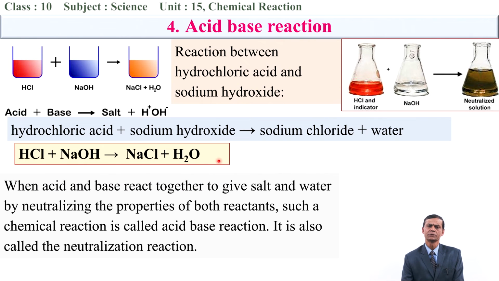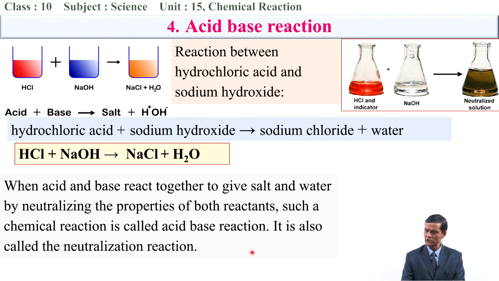Look here. So the reaction between hydrochloric acid and sodium hydroxide can occur like this. So how do we define this reaction? We can define it like this: when an acid and a base react together to give salt and water by neutralizing the properties of both the acid and base, or both reactants, such a chemical reaction is known as an acid-base reaction.